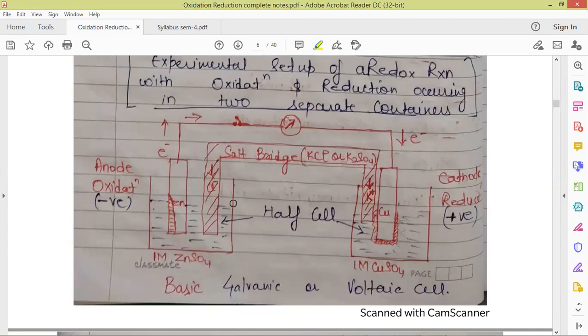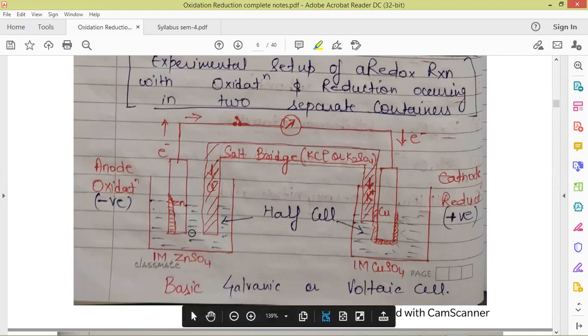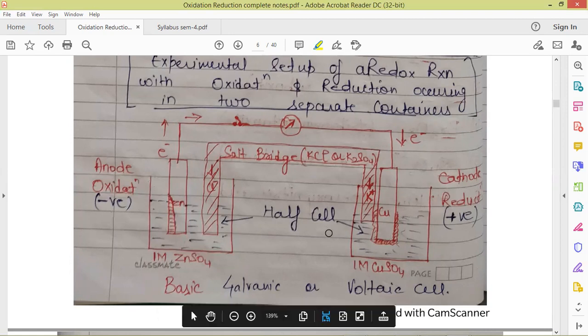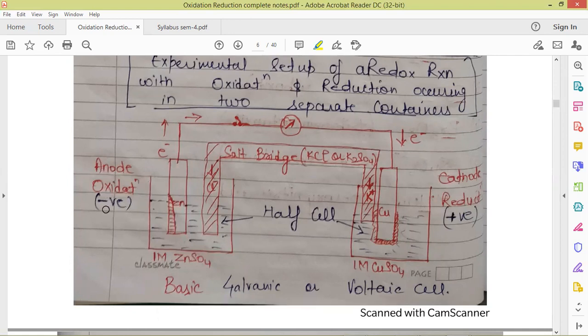Here in container 1, it is the solution of zinc sulfate. This is the zinc electrode which is dipped in zinc sulfate. This is called an anode, because here oxidation is going to take place. In case of galvanic cell, always on anode oxidation takes place, and on cathode reduction takes place. The anode is the negative terminal. Oxidation takes place on the negative terminal, and reduction takes place on the positive terminal. We can memorize it as an ox and red cat. That means anode is undergoing oxidation and reduction is on the cathode.